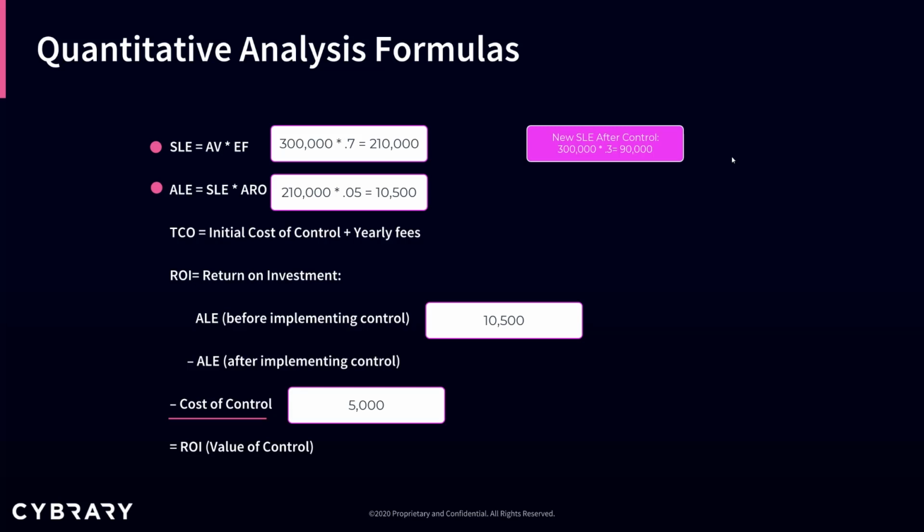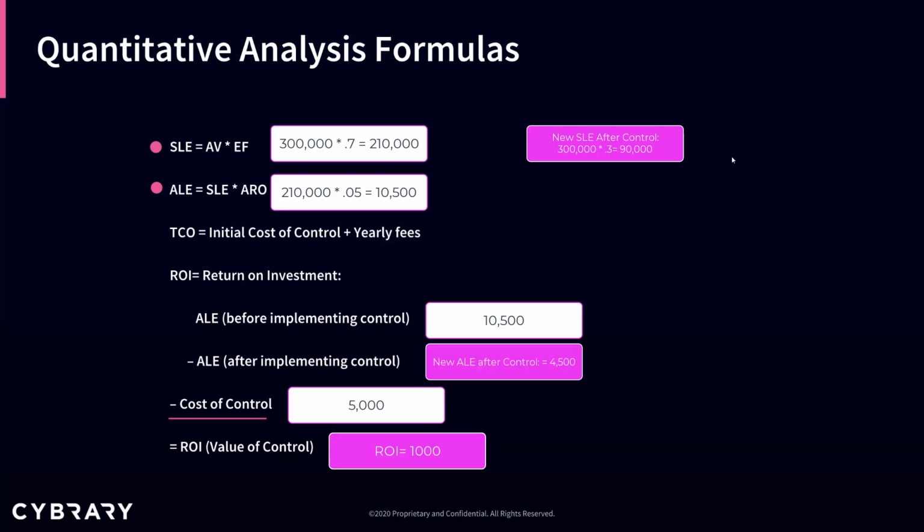Okay, how much do I lose per year after I mitigate the control? Well, $90,000 multiplied by 0.05 equals $4,500. So the new ALE after control is $4,500. Instead of losing $10,500 per year, I'm losing $4,500 per year. And I'm paying $5,000 per year for the control for a total of $9,500 a year. That means my ROI is $1,000.